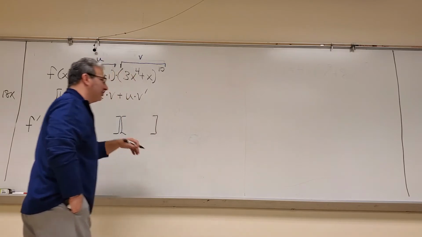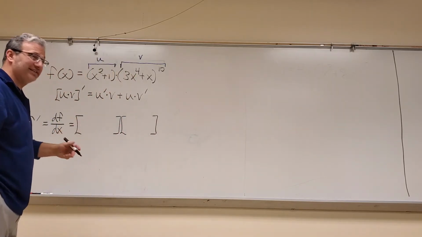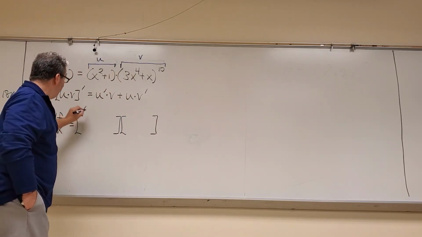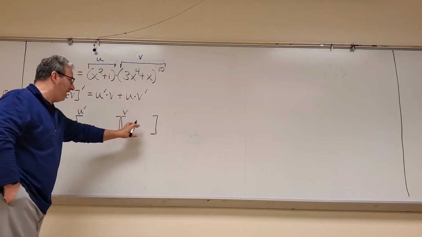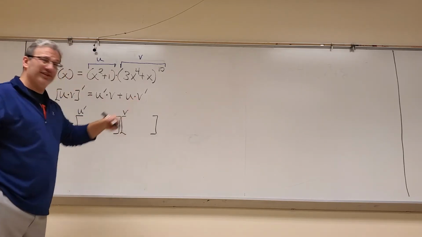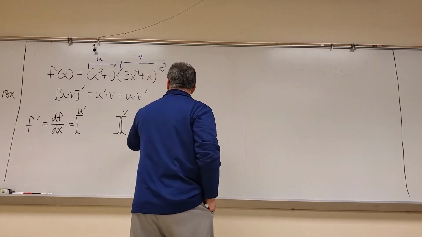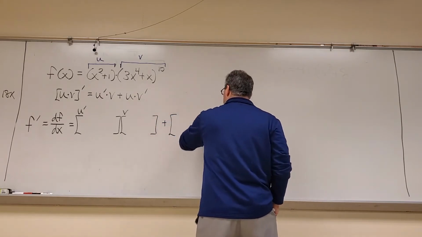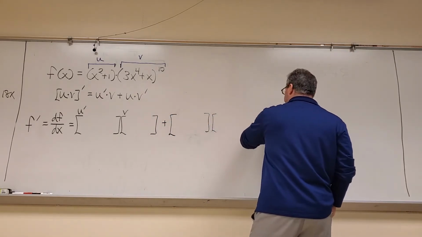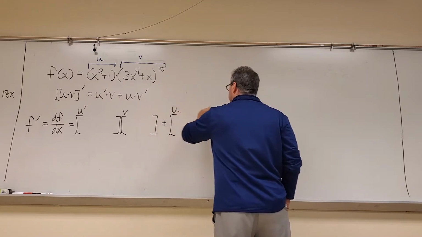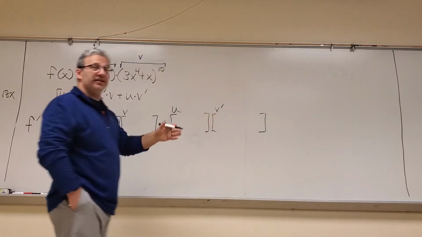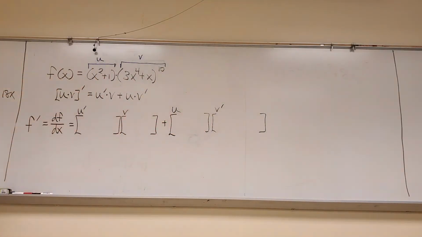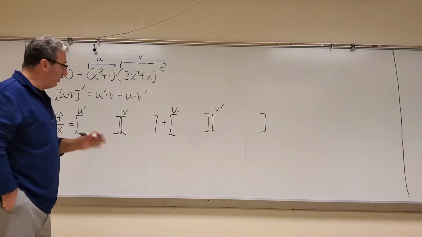And really, I like to draw my boxes out. I really like to take my time with this. I have u prime, I have v. And each one of these boxes goes those components of the formula. Then we have u and we have v prime. So here's my product rule. So how do I work with it? Well, I go slowly here.